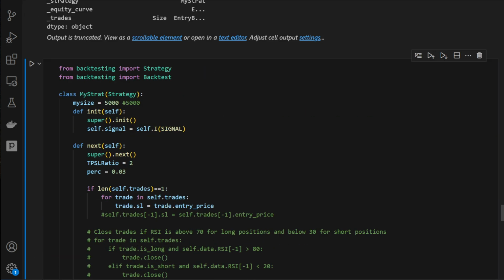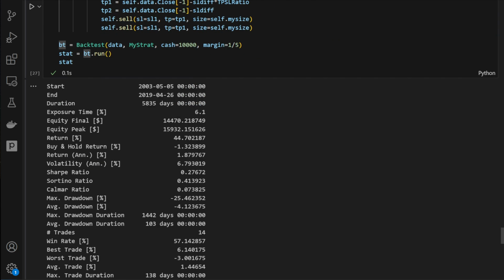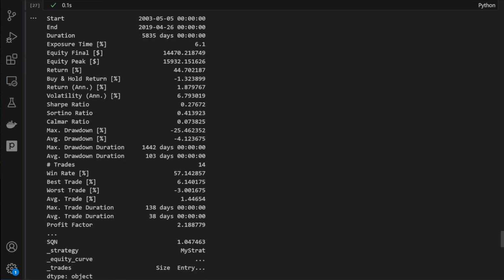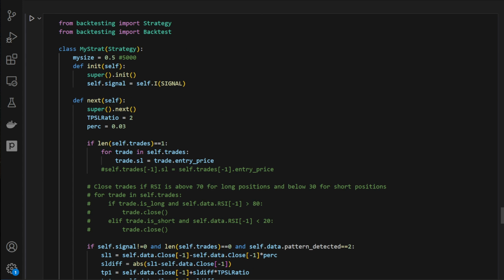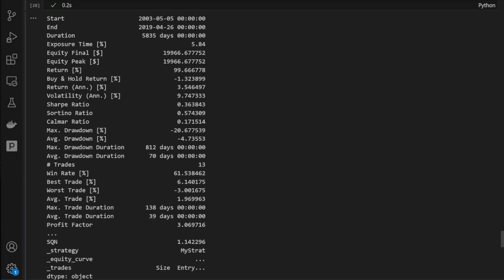Let's try to increase the size. So what if we've traded with 50% of our equity? So here we have 44%, and we can further increase this to 0.99. We are trading with 100% of our equity. It's going to be around 99% in return. So we're just increasing the amount or the size of our positions here.